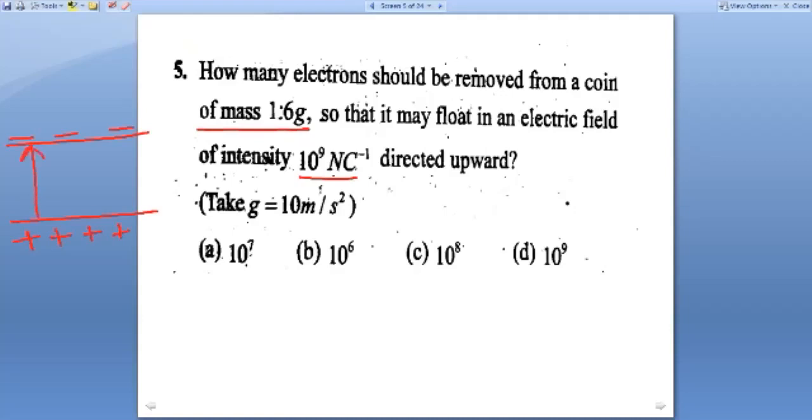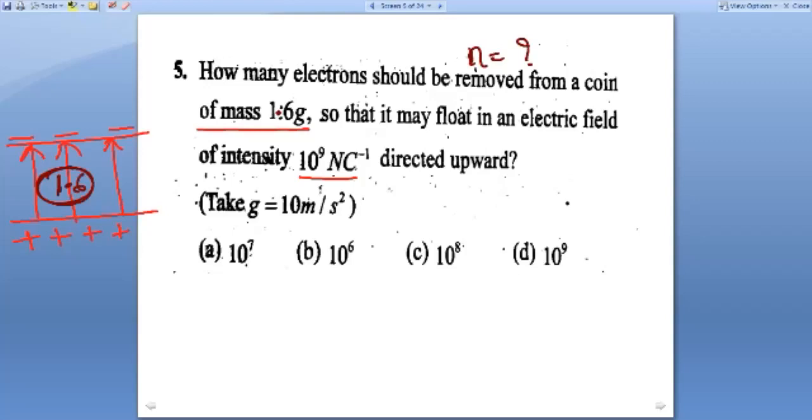The electric field starts from the positive and terminates at the negative side. So the coin is floated in this field. How much is its mass? It is not 16 gram, it is 1.6 gram, and the electric field is this much. So how many electrons are removed? How many electrons are removed means n is the question mark.